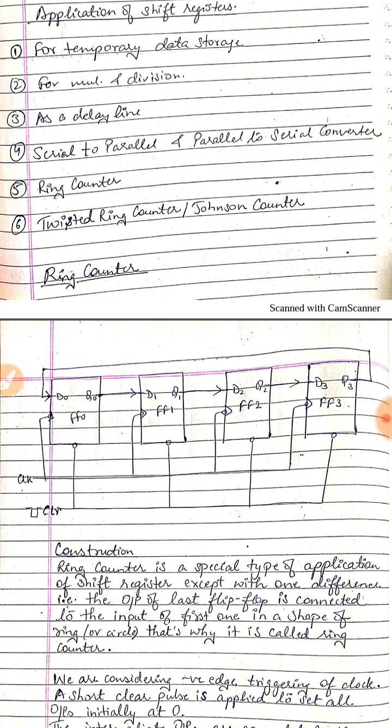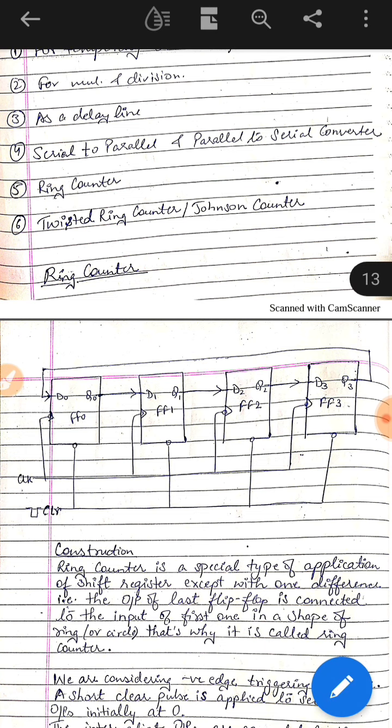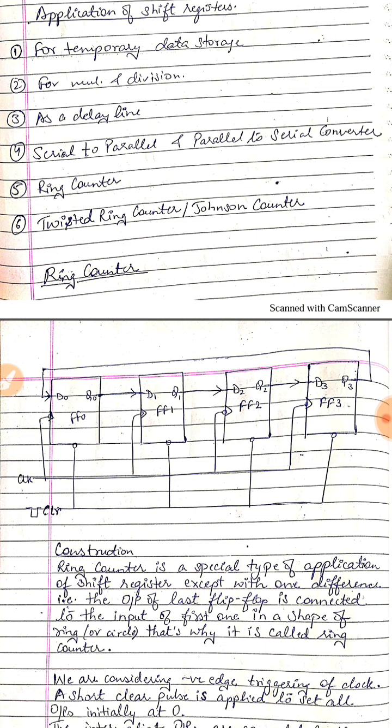It is used to divide the clock frequencies in timer circuits as well. It can be used as a delay line, or as a serial to parallel and parallel to serial data converter. It can be used as a ring counter and twisted ring counter, that is called Johnson counter. So today we will see the ring counter and Johnson counter in our lecture.